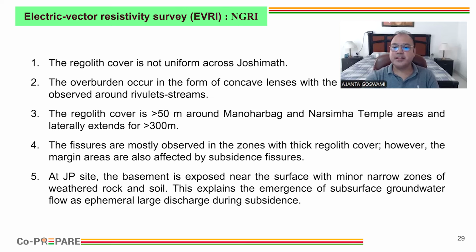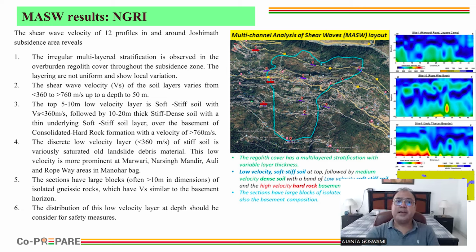At JP site, the basement is exposed near the surface with minor narrow zones of weathered rock and soil. This explains the emergence of subsurface groundwater flow as ephemeral large discharge during subsidence. This is the finding from the MASW results of NGRI. The shear wave velocity of 12 profiles in and around Joshimath subsidence area were done, and this is what the results show here. The shear wave velocity of soil layers varies from 360 to 760 meter per second up to a depth of 50 meter.